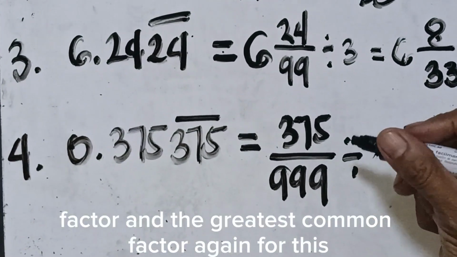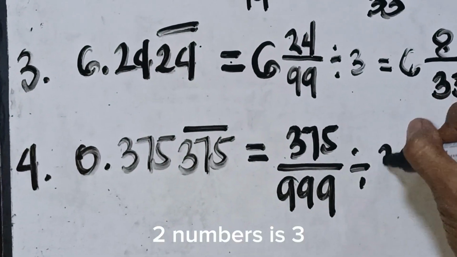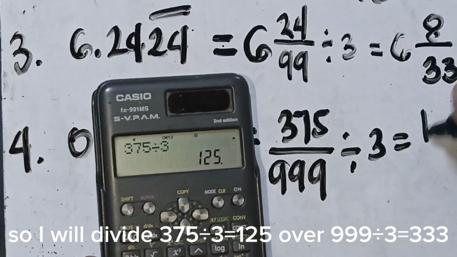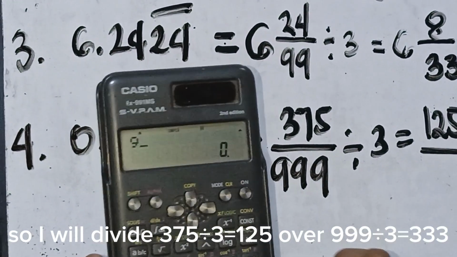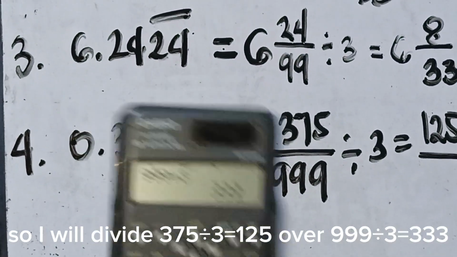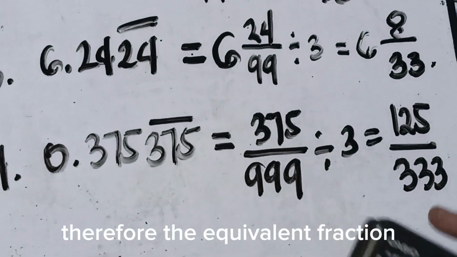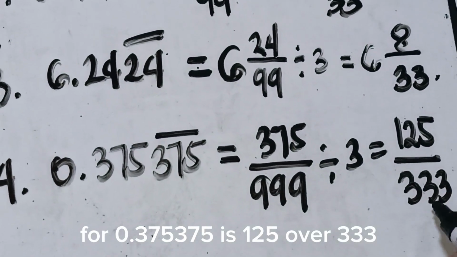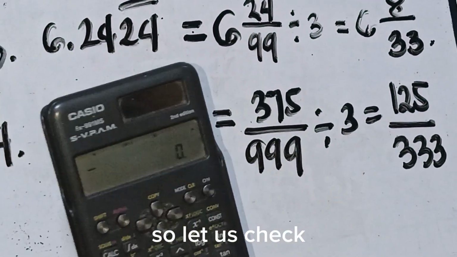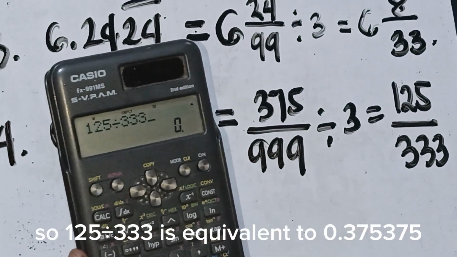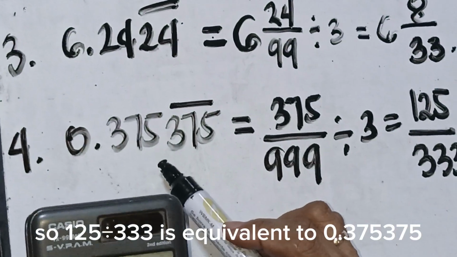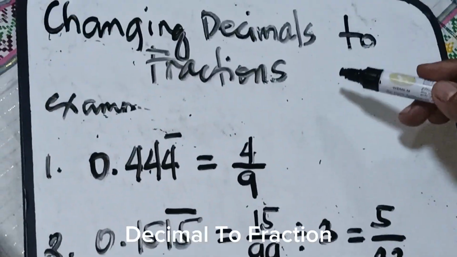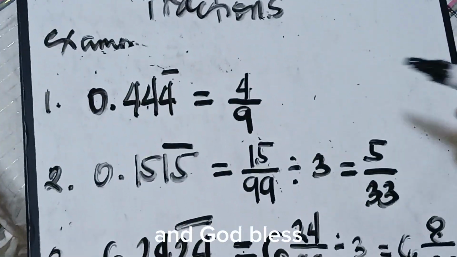After this, you will divide by the greatest common factor. The greatest common factor, again, for these two numbers is 3. So I will divide 375 divided by 3, which is equivalent to 125, over 999 divided by 3, which is 333. Therefore, the equivalent fraction for 0.375375 is 125 over 333. So let us check. 125 divided by 333 is equivalent to 0.375375. So that is how to change decimal to fraction. Thank you and God bless.